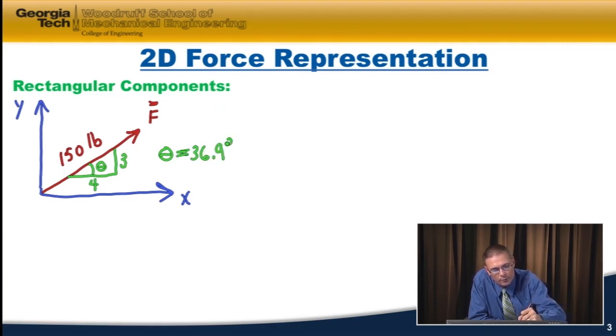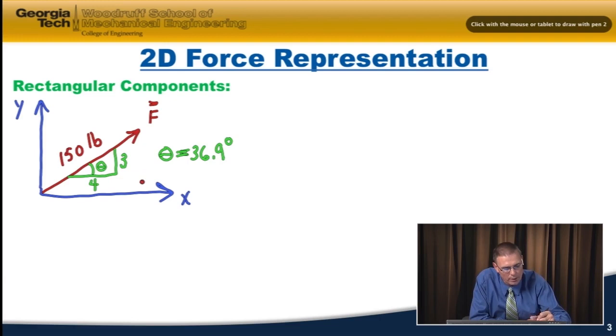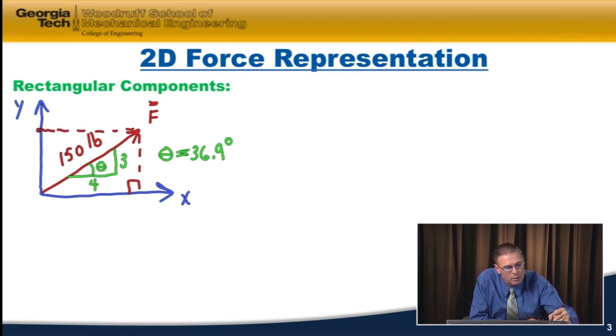So this angle would be theta, where theta would be equal to 36.9 degrees. And what we want to find now is the rectangular components of the force F along the x-axis and along the y-axis. So what we're going to do is we're going to draw a perpendicular from the x and the y-axis. So this is a perpendicular, and this is a perpendicular. And this component will be F sub x, and this component will be F sub y.